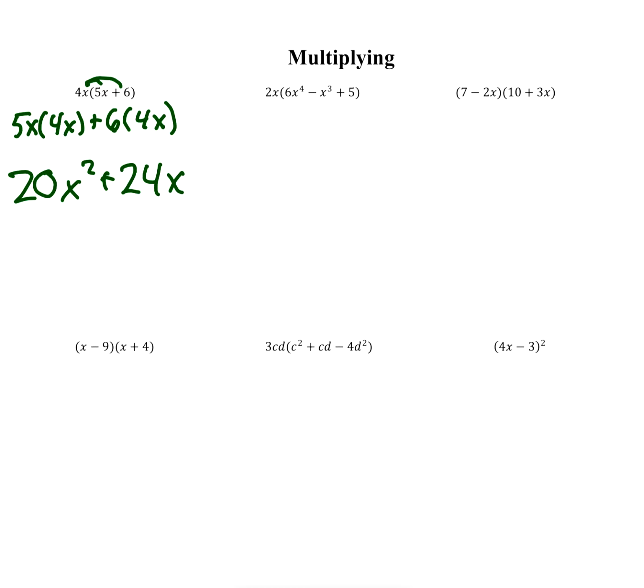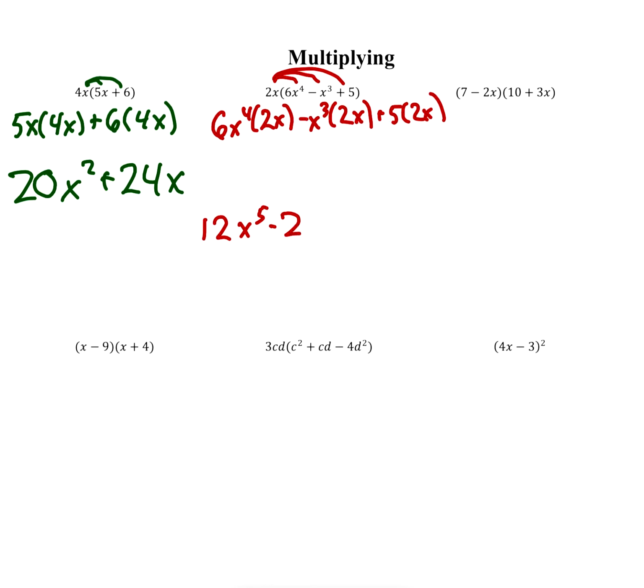And nothing's changing with that second one. We still need to multiply 2x into every single term in the parentheses. So 6x to the fourth gets multiplied by 2x, minus x to the third gets multiplied by 2x, and plus 5 gets multiplied by 2x. And when that happens, you get 6x to the fourth times 2x, so 6 times 2 would be 12. x to the fourth times x would be x to the fifth. Negative 1 times 2 would be negative 2. x to the third times x would be x to the fourth, plus, finally, 10x.